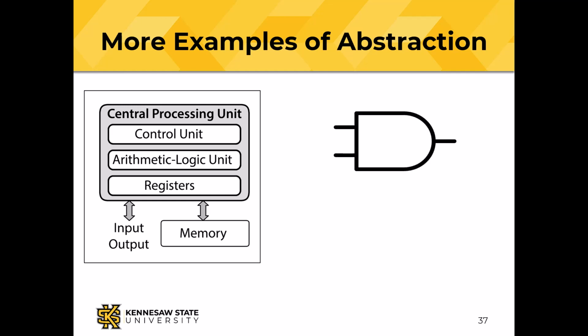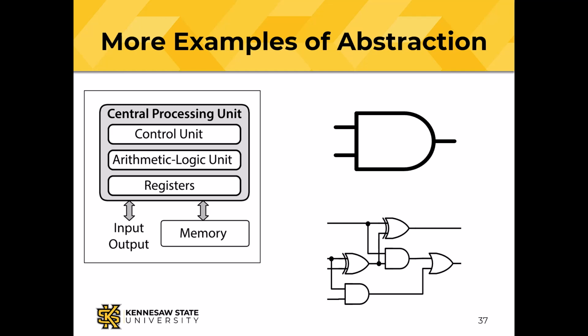This thing, the bullet shape with a couple of inputs and an output, is the diagram symbol for an AND gate. And we'll talk about AND gates when we get to digital logic. At the bottom right is a circuit diagram made out of AND gates and two other types of gates. This particular diagram is a full adder, but we don't need to worry about its function just yet.